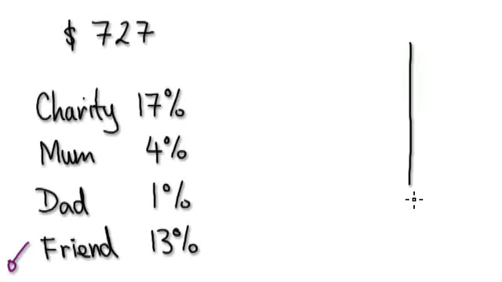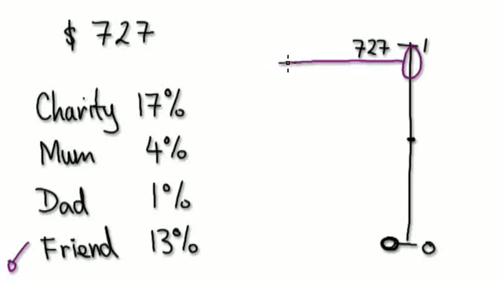Okay, so to do this, draw the diagram just to see what's going on here. When you have your one whole amount, it would be $727. Okay, it could be anything, pounds, whatever currency. So when this is zero, you have no money here. Okay, so let's put a 50 mark. 50% is around here. So 17% going to charity, that's going to be around here. So let's give that to charity here. That's 17% going to charity.